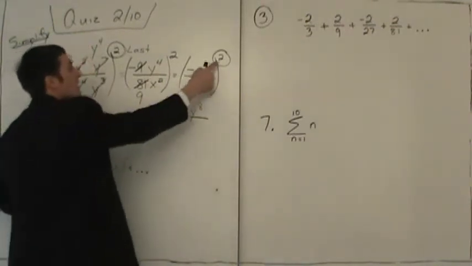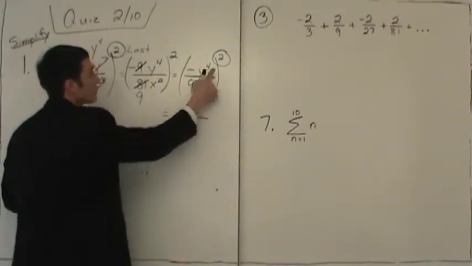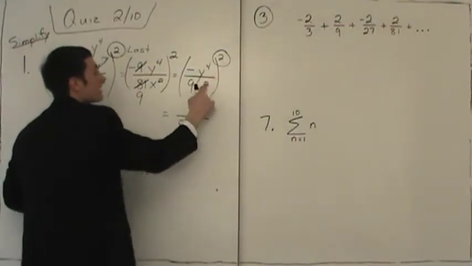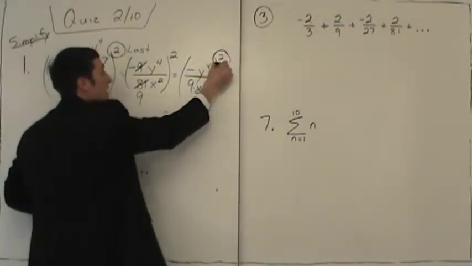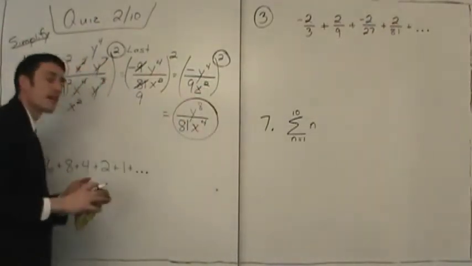Now, we square the 9, that's 9 times 9 is what? 81. And square the x squared. Remember, when you have power of power, or taking something that already has an exponent to another power, we multiply the exponent. So we get x to the 4th power, and this is your final answer.